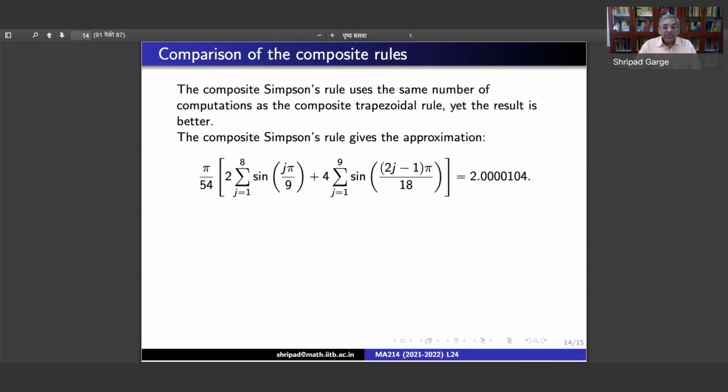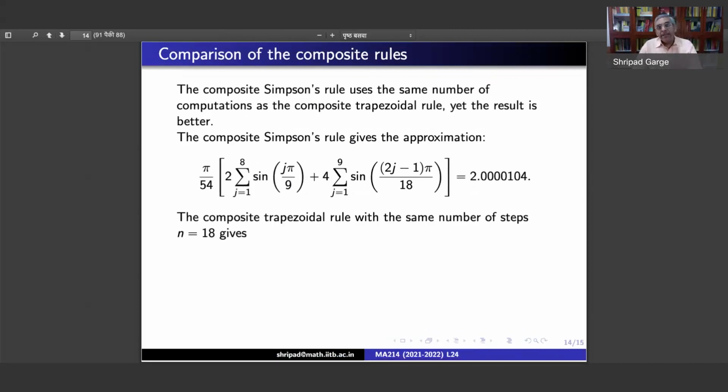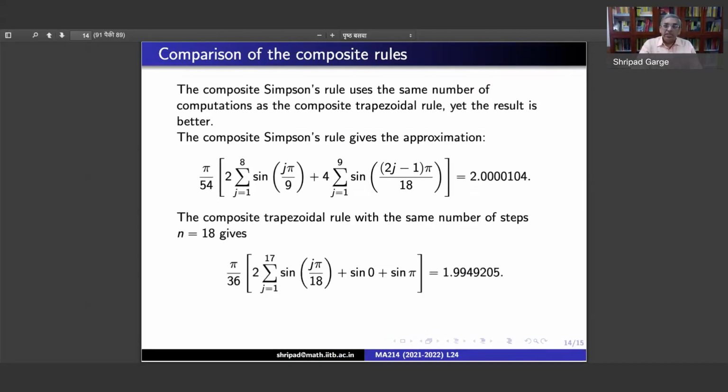Remember, look at this: here you have 8 values in the summation, here you have 9 values, and the addition and so on. So you have 17 or 18 calculations. Whereas in the trapezoidal rule with the same number of steps, you have the same number of computations. There are 17 values, forgetting sin 0 and sin pi. There are exactly 17 values, but the answer is very different. So the error that you get for the composite trapezoidal rule is slightly worse than the error for the composite Simpson's rule.